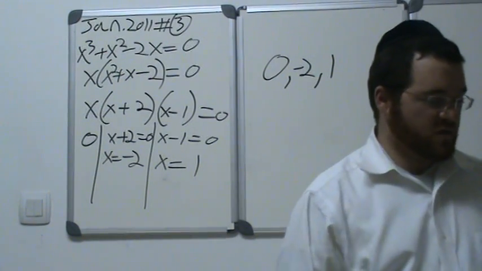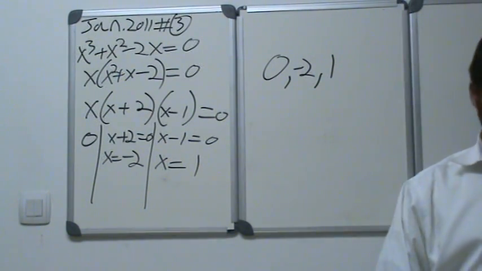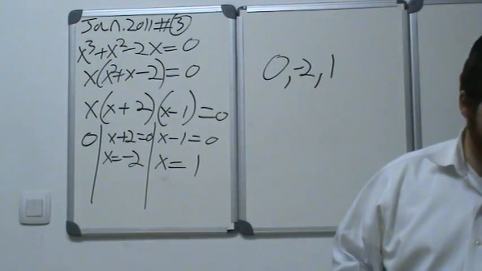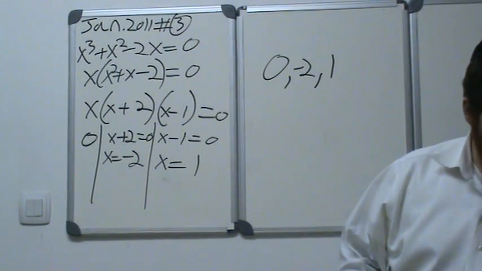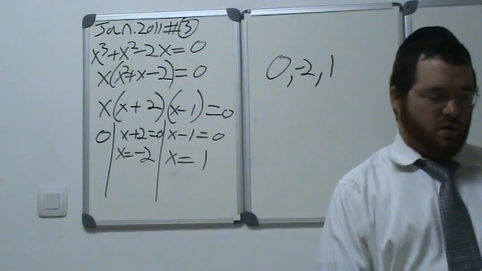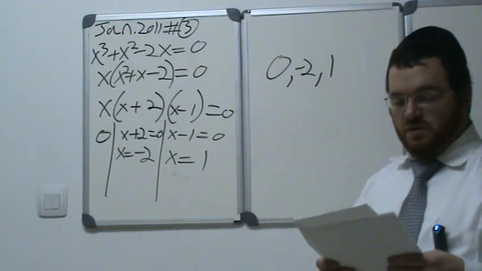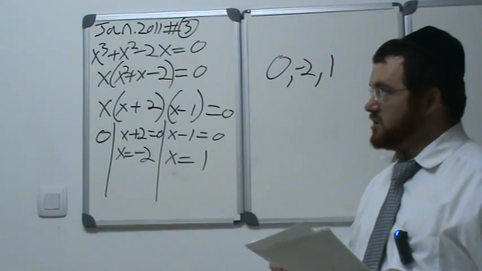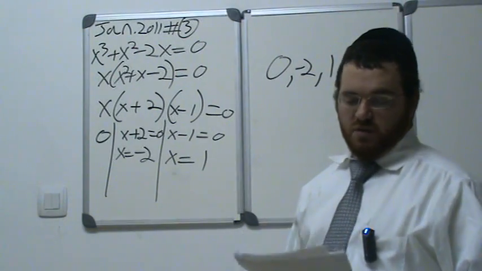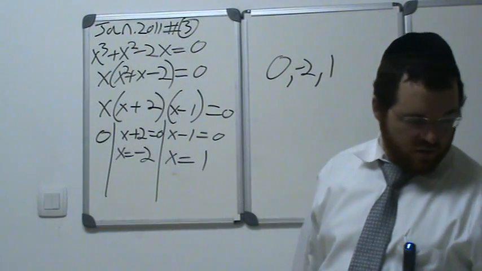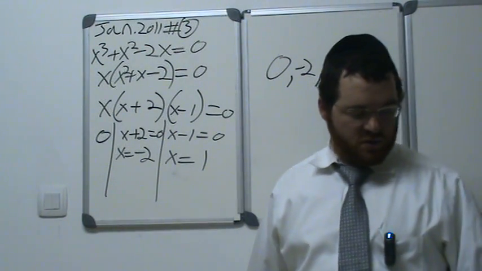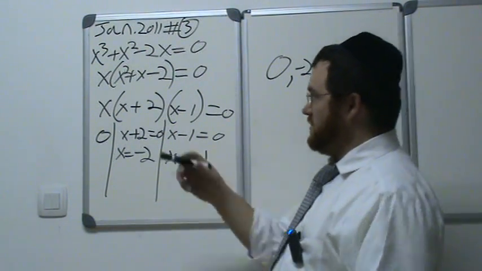Question 3. Which values of x are solutions to the equation x to the third power plus x to the second power minus 2x equals 0? Well, you have to factor it out to find the values of this equation, what the roots are. So the way to figure it out is you have to factor it out.